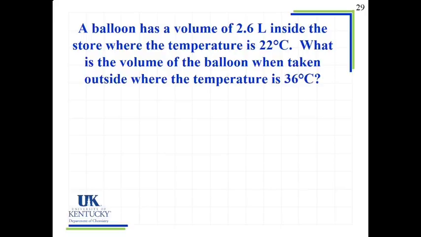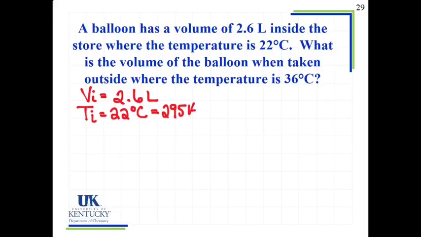Let's look at another example using the combined gas law. Different variables are involved, including a temperature which is not constant, so we're going to have to keep that in the equation. The first thing we're going to do is collect the data we have. We have the initial volume, which is 2.6 liters, and the initial temperature, which is 22 degrees Celsius. We're going to have to convert that to Kelvin because anytime we're using temperature in a gas equation, we must convert it to Kelvin.